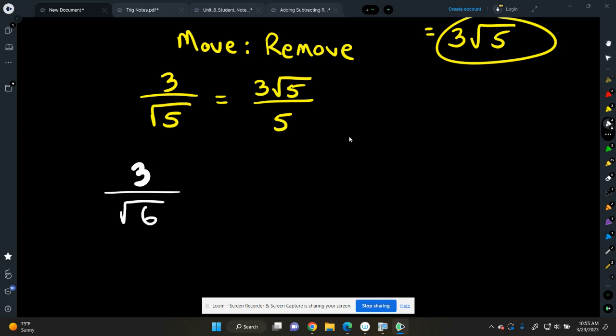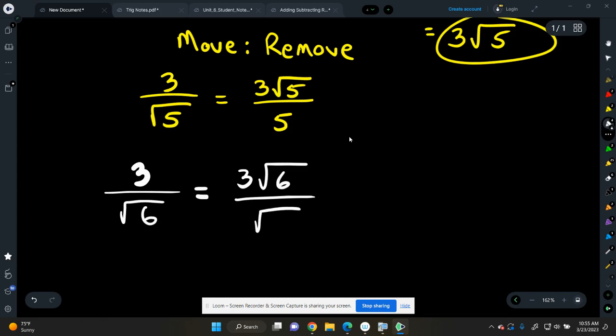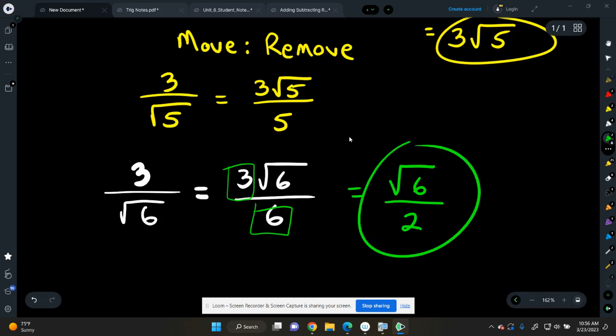You have to be both inside or both outside. So we can't reduce this. So we're going to do our move and remove. Move the square root up. Remove the radical from the bottom. Now I can reduce because now I've got two numbers that are outside that do reduce. So 3 goes into 3 one time. So that just leaves me the square root of 6 up top. 3 goes into 6 two times. So that's my answer.